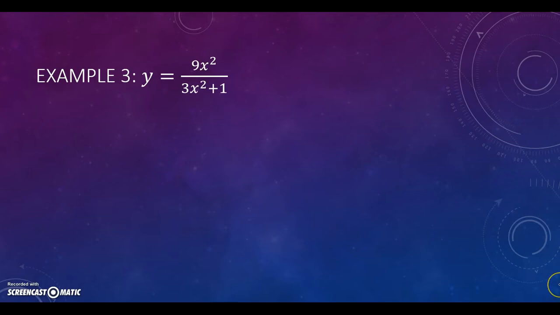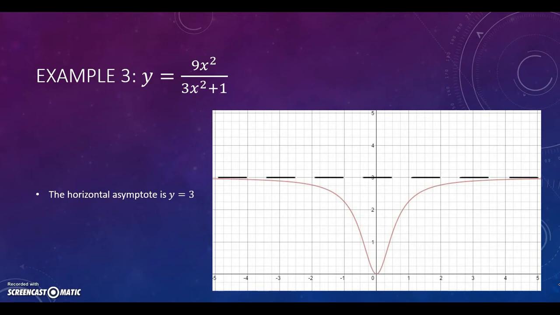Now let's look at y equals 9x squared over 3x squared plus 1. In this case, the degree of the numerator and denominator are equal, so we have to find the ratio of the leading coefficients. The leading coefficient of the numerator is 9, and the leading coefficient of the denominator is 3. 9 divided by 3 is 3, meaning that the horizontal asymptote is y equals 3. If you look at the graph of this function, you'll notice that it is approaching that line.